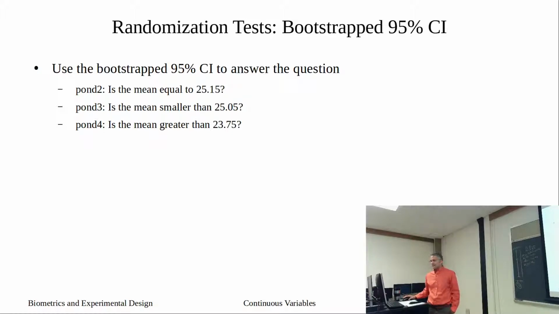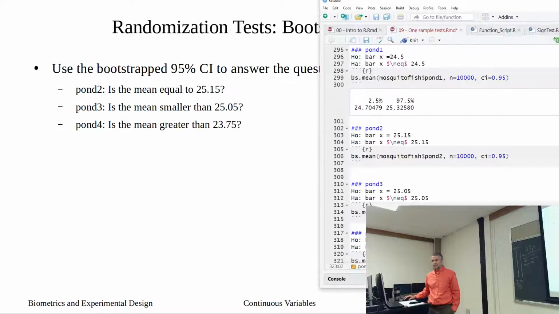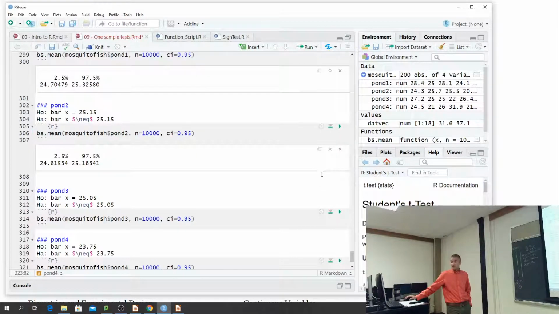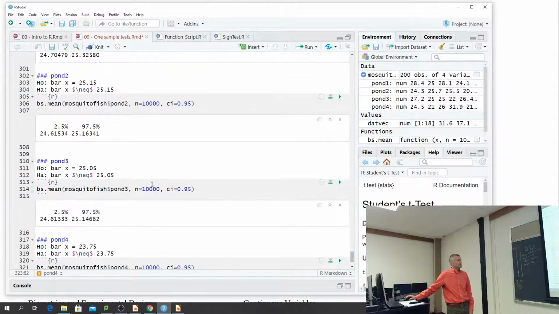Did you get it? Copy and paste, hopefully. I updated it. We're actually doing bar X, comparing the means, not the median. You can see with 10,000 replicates it happens pretty quickly. 25.15 is captured by this interval, so we would conclude that our sample mean is equal to 25.15. This confidence interval captures 25.05, so we would conclude that our sample mean is equal to 25.05.